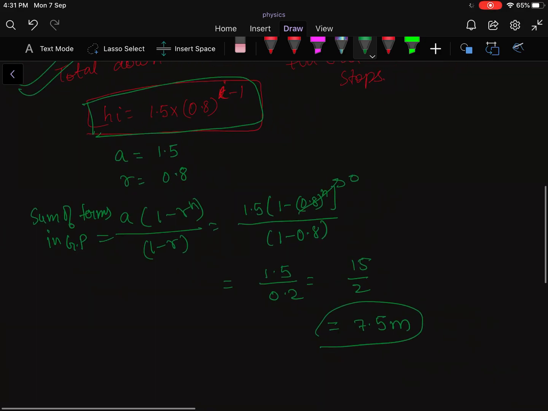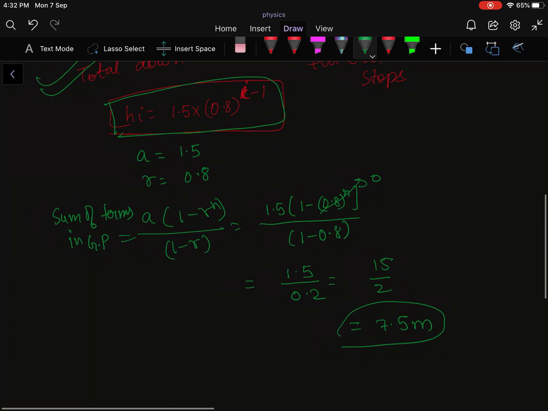They can ask multiple questions in different ways, so usually read the question very carefully and see what they have asked.